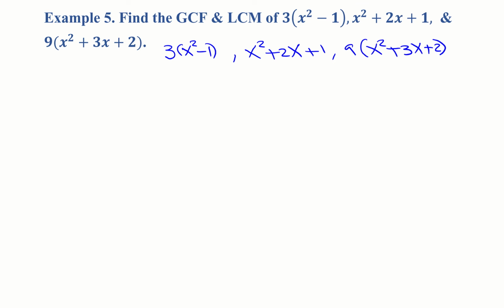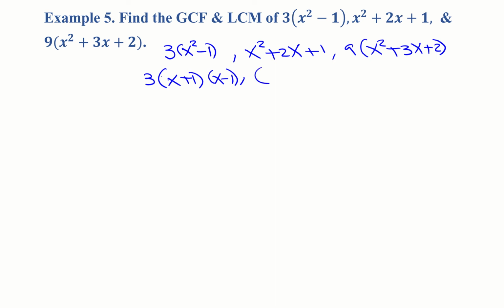So with the first one, we can see that we have a difference of squares. So x plus 1 times x minus 1 is the factorization. Don't forget to carry the 3.